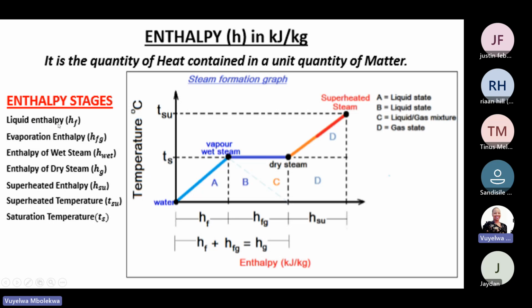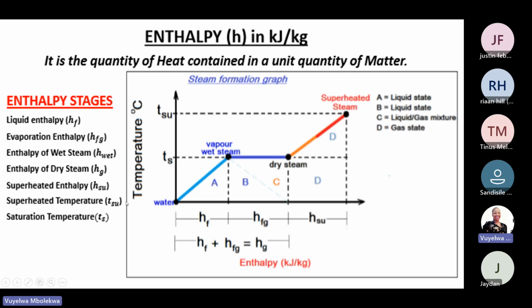So you've got energy relevant for liquid, which is the liquid enthalpy. And then from the liquid enthalpy, when the liquid boils, it evaporates, you get evaporation enthalpy, HFG. And within the vapor, you have wet steam, which is H wet. And then when you take wet steam and heat it further, it becomes dry saturated steam, which is HG. So on the table, you've got HF, you've got HFG, you've got HG, but not H wet. And then superheated enthalpy is HSU.